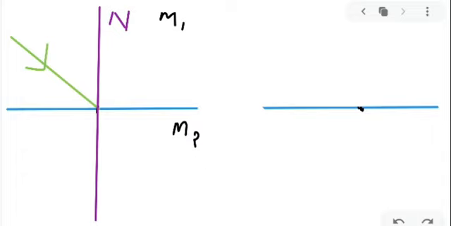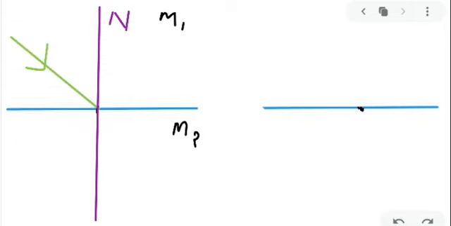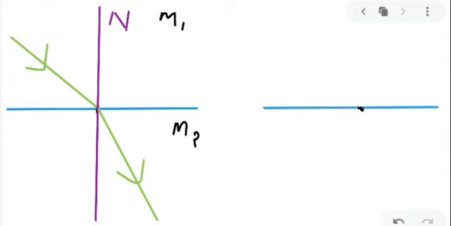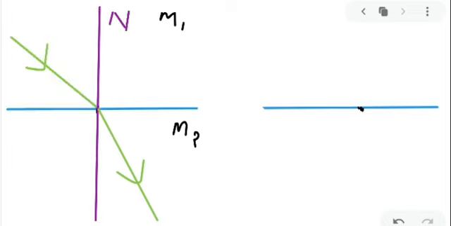So what will happen to the light ray? The light ray from the point of incidence will not go in the actual path, but will be bent towards the normal. So this is what is going to happen, and let me mark the angles. This was your I and this was your R, angle of incidence and angle of refraction.